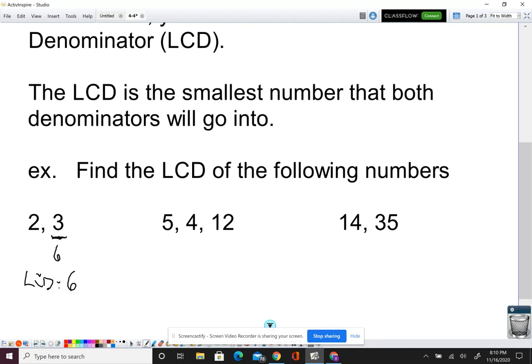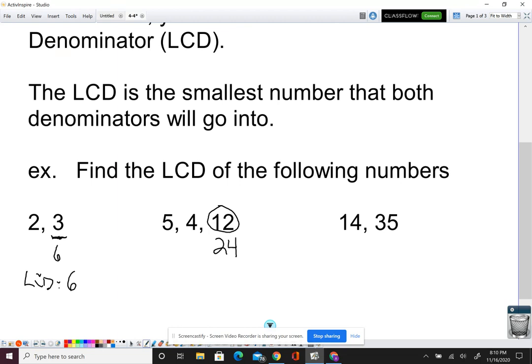Okay, then we're going to look at our next set of numbers, 5, 4, and 12. Once again, we're going to look at this largest number, and we're going to see, does 4 go into 12? Yes, it does. So any multiple of 12, 4 will also go into. So we don't need to check that one anymore. Does 5 go into 12? No, it doesn't. So we go up to the next multiple. Does 4 go in there? Yeah, it still goes in there, and it will go into any other multiple. Does 5 go in there?